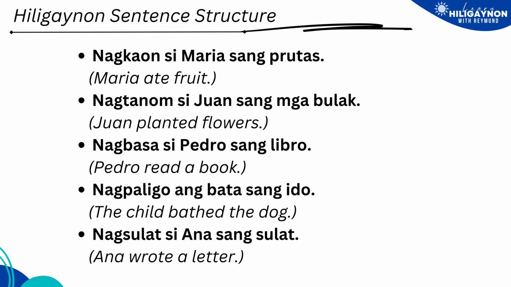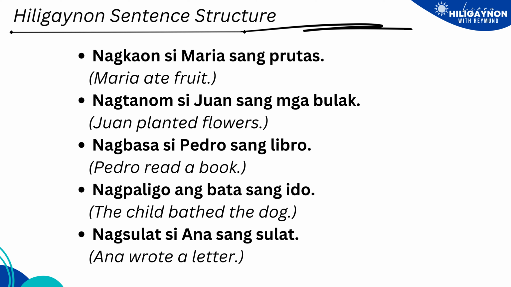Nagtanom si Juan sang mga bulak. Juan planted flowers. So nagtanom, that's planted, that's the past tense. Tanom is the root word, to plant. And then bulak is a flower, so mga is added, and mga makes the noun plural. So mga bulak means flowers. Nagtanom si Juan sang mga bulak.